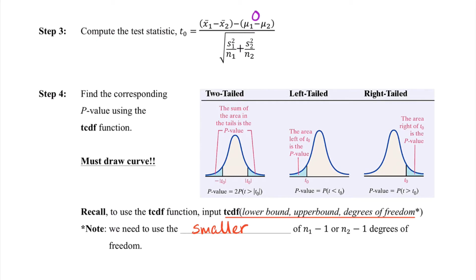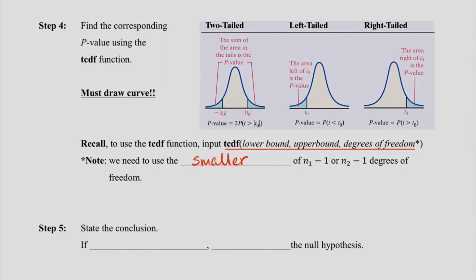for our TCDF function. If that's okay, the next step would be to state the conclusion, and we know the results of our test are determined by the p-value, or if the p-value is less than alpha, we know to reject the null hypothesis.